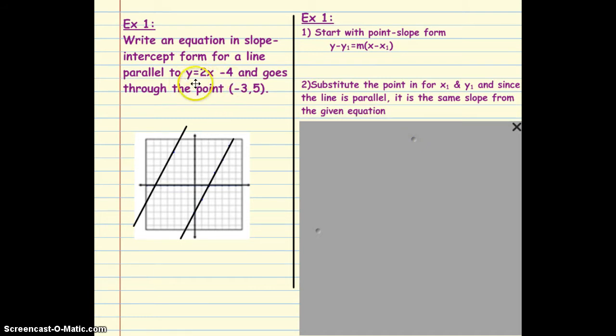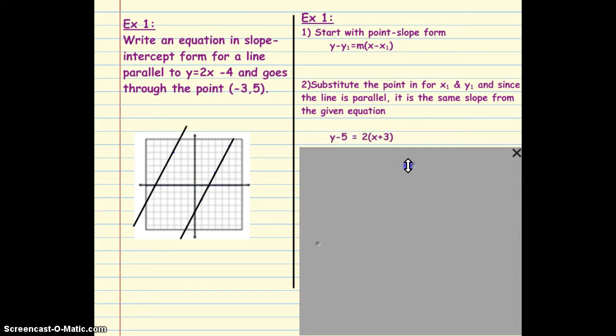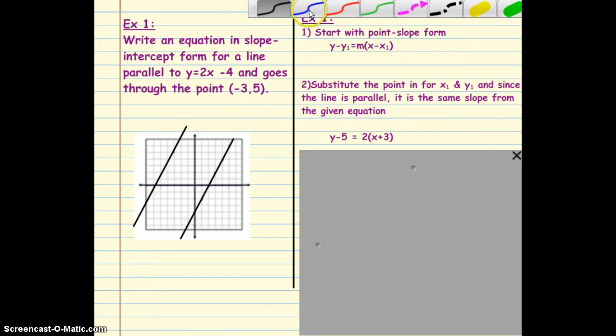So our equation, y equals 2x minus 4, has a slope of 2. So that means our new equation is also going to have a slope of 2. So if we substitute this into our point-slope form, we've got y minus y1, and our y1 value is 5, so we've got y minus 5. And then we have our slope, which is 2.